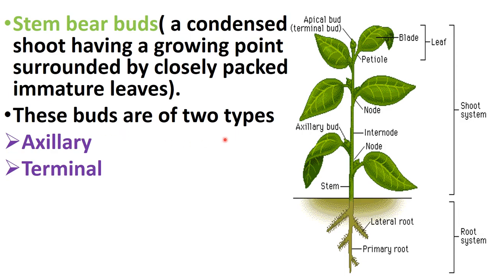Now these buds are of two types, axillary buds and terminal buds. The one which is present here in the axil of the leaf is called the axillary bud. And the one present at the terminal position of the plant is called the terminal bud or apical bud, because it is present at the apex. So these are two types of buds, or you can say two growing points. A leaf can arise here from the axillary bud, and here also is the growing point of the plant, the terminal or apical bud.